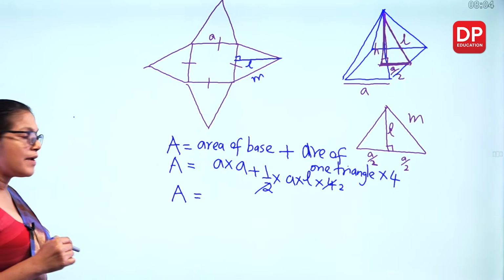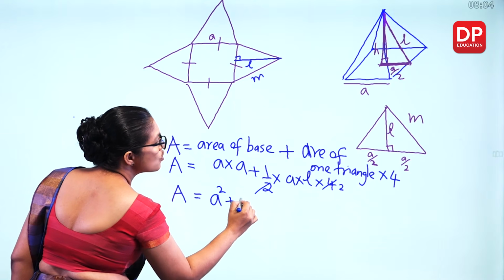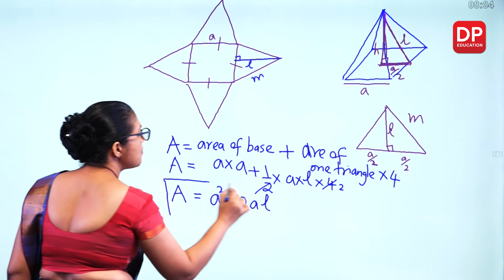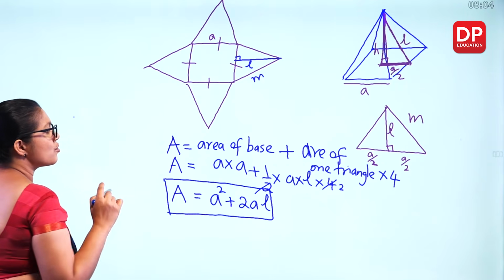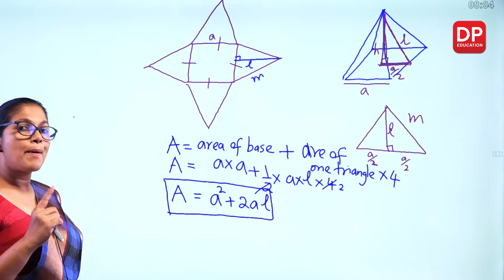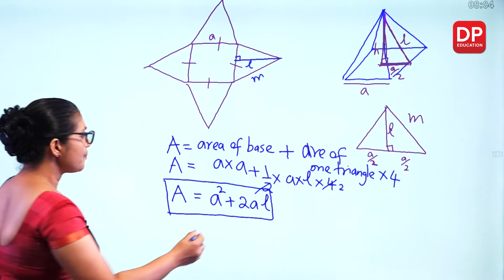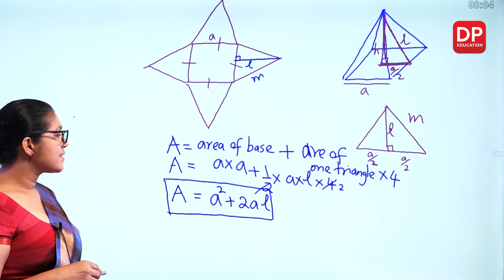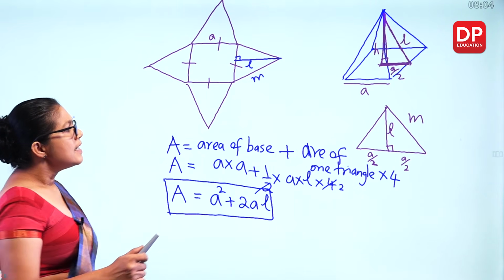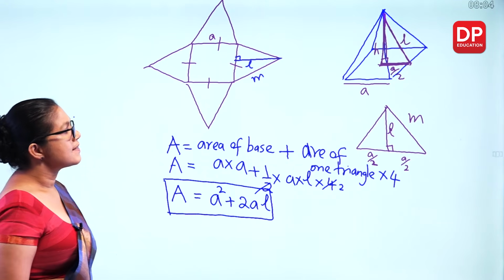So the surface area of the pyramid becomes A squared plus 2AL. So what are the measurements you need to know to get the surface area? Base length and perpendicular height of the triangle. So try to memorize this formula. Now we'll see, sometimes you need different lengths to find other lengths.